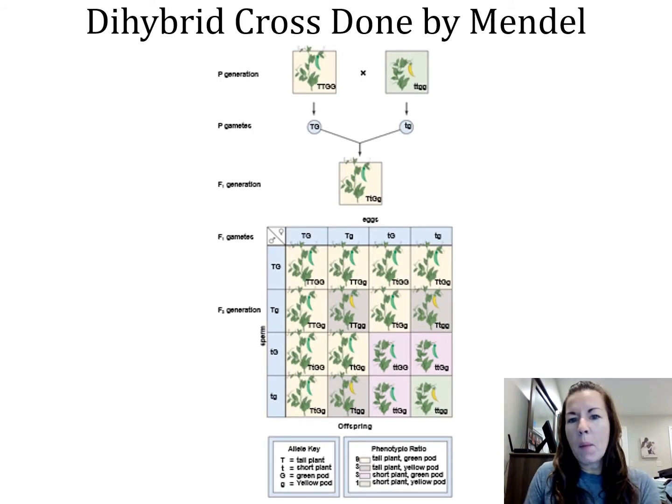This is what a dihybrid cross done by Mendel would look like. We have the parental generation that's homozygous for the traits. Then we take that second generation and look at all possible gamete creations and then all possible outcomes. And every time he did this, just like when we practiced in class, he got a 9-to-3-to-3-to-1 ratio.